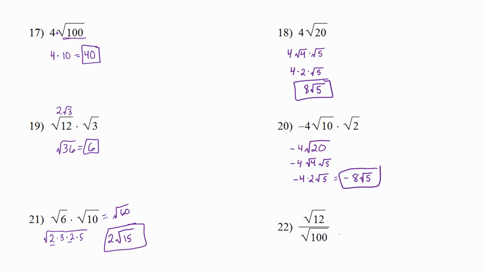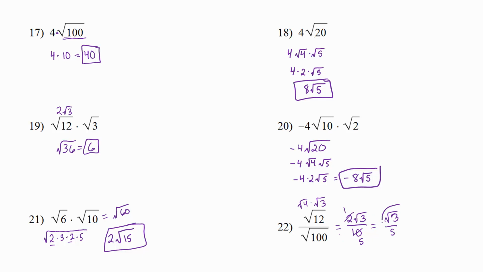We can just say, well, the square root of 100 I know is 10, and then we can simplify the square root of 12, which we did right here. Square root of 12 is the same thing as the square root of 4 times the square root of 3, and the square root of 4 is 2, so that's 2 square roots of 3. The 2 and the 10 can simplify because they're both divisible by 2, and so that leaves us with the square root of 3 over 5.